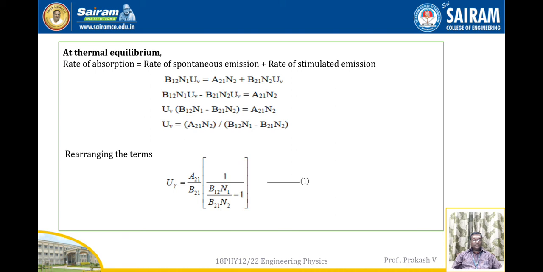In the next step, U mu is taken as common. So U mu into (B12 N1 minus B21 N2) is equal to A21 N2. So finally U mu is equal to A21 N2 divided by (B12 N1 minus B21 N2). By rearranging the terms, we can write U mu is equal to A21 by B21 into 1 divided by (B12 N1 by B21 N2 minus 1). So consider this as equation number 1.